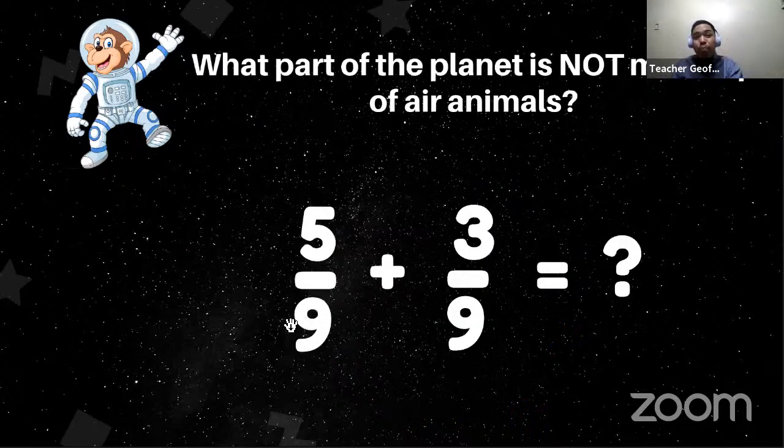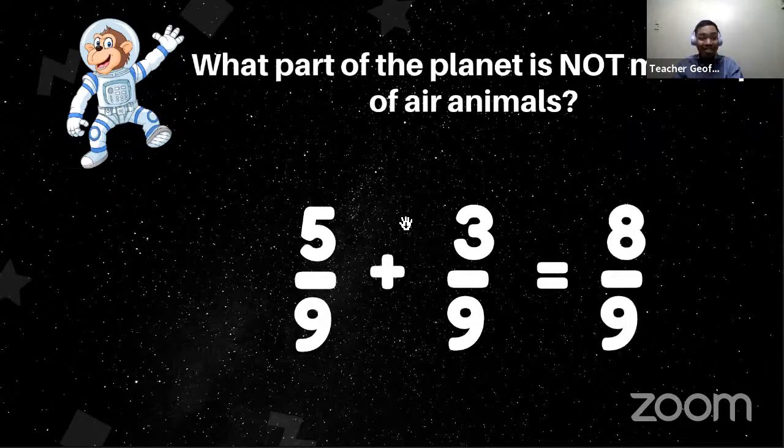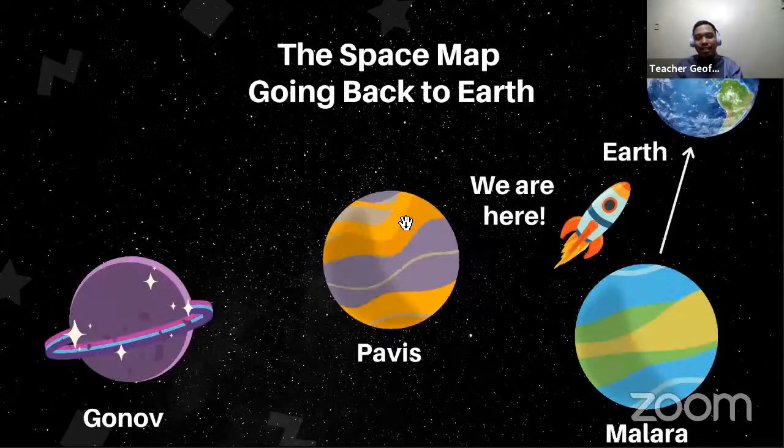Can you tell me, Jillian, 5 plus 3 will be equal to what? What is the part? That's right. Jillian, it's 8/9. So the part of the planet that is not made up of air animals is 8/9. Thank you very much, Jillian. Oh, that's right? 8/9.